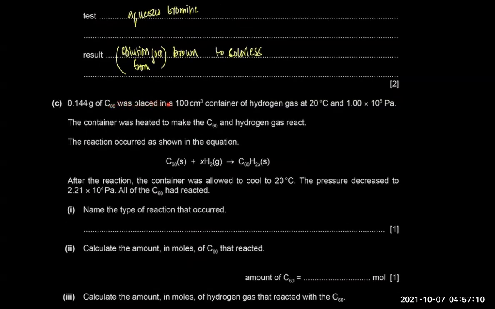0.144 grams of C60 was placed in a 100 cm3 container of hydrogen gas at 20 degrees Celsius and 1 times 10 to the power of 5, which is 100,000 pascals. The container was heated to make C60 and hydrogen gas react. The reaction occurred as shown in the equation. After the reaction, the container was allowed to cool to 20 degrees Celsius, and the pressure decreased to 2.21 times 10 to the power of 4 pascals. All of the C60 had reacted. Name the type of reaction that occurred.